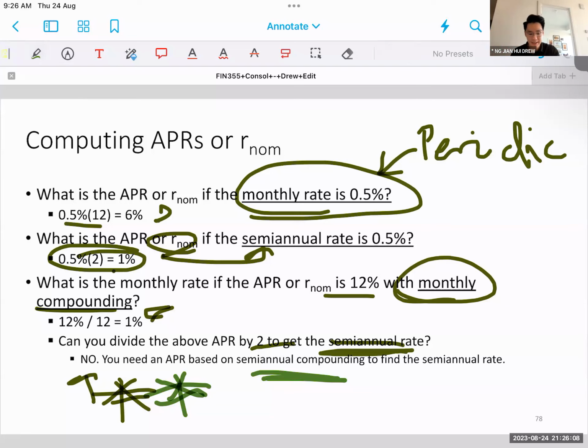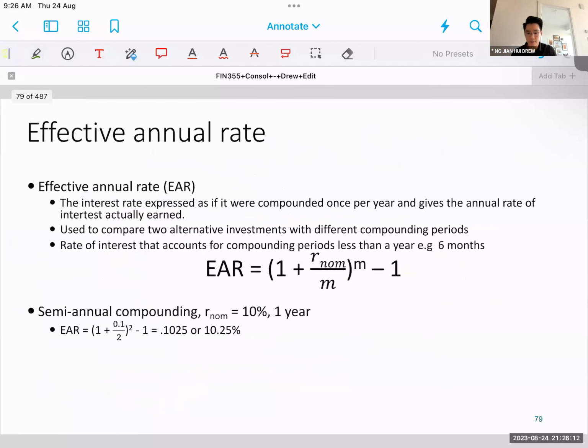Anyone want me to repeat? I'm happy to repeat again. So for now, okay. Remember, feel free to let me know if you want to repeat.